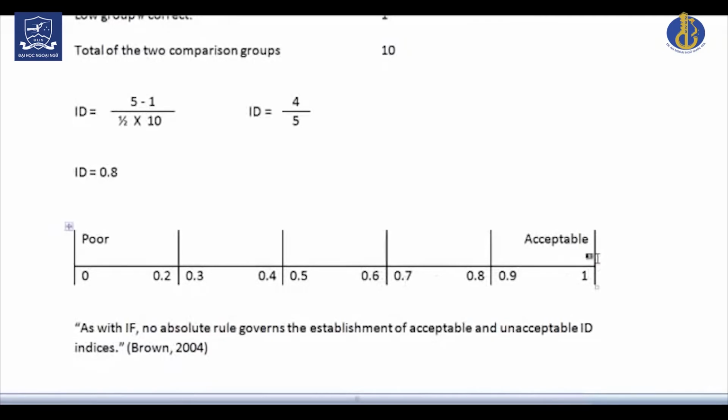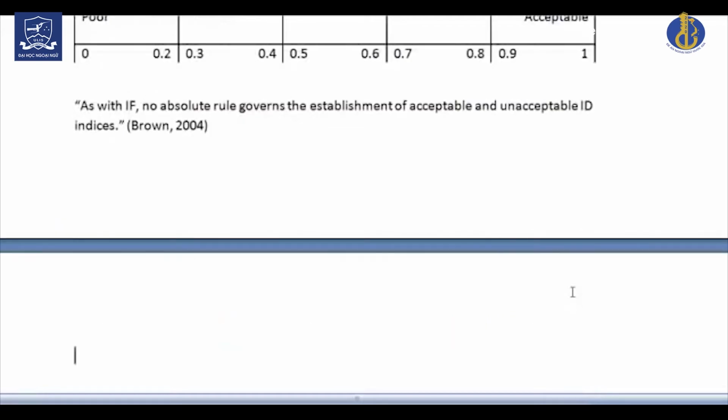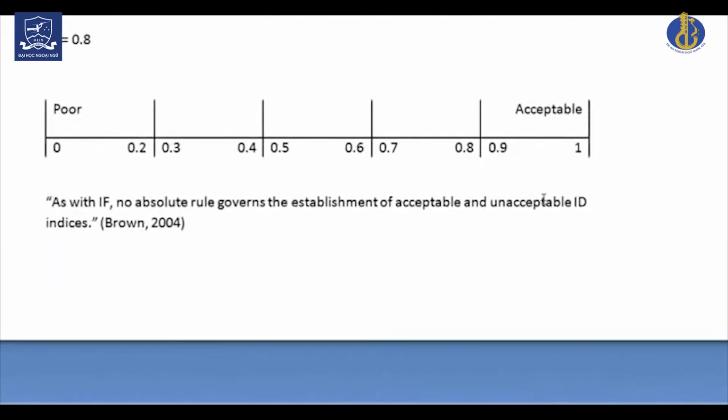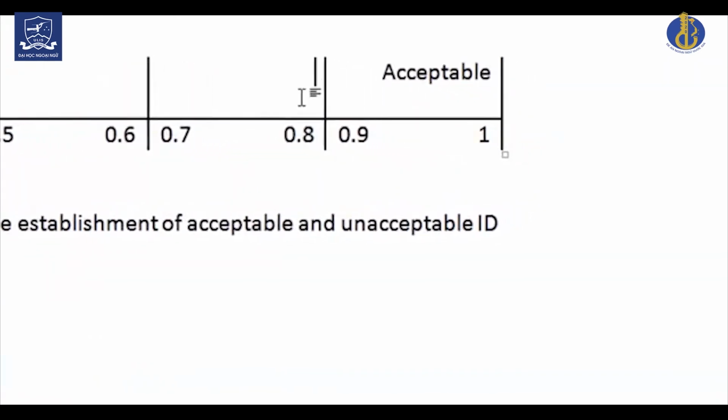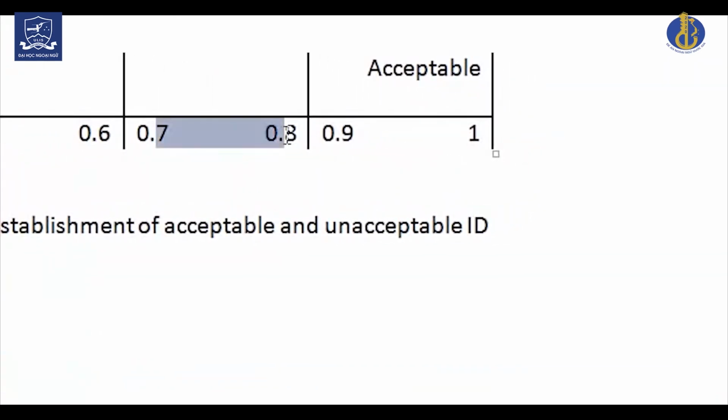Now, this line is going to show us what is acceptable in this case. If your item approaches 0, that means that it does not discriminate very well. If it approaches 1, that means that it discriminates better. Ours is going to be right here in 0.8.